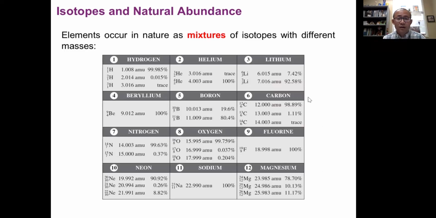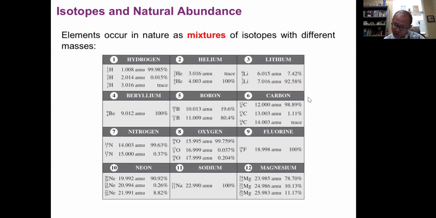Like you see in this chart, this is from 1 to 12 elements, from hydrogen to magnesium. Most of these first 12 elements come in different isotopes except beryllium and fluorine. So you can see that hydrogen or lithium or nitrogen exist as a mixture of these isotopes. Lithium has 2 isotopes. One is lithium-6, another is lithium-7. Lithium-6, the mass number is 6, lithium-7, the mass number is 7.